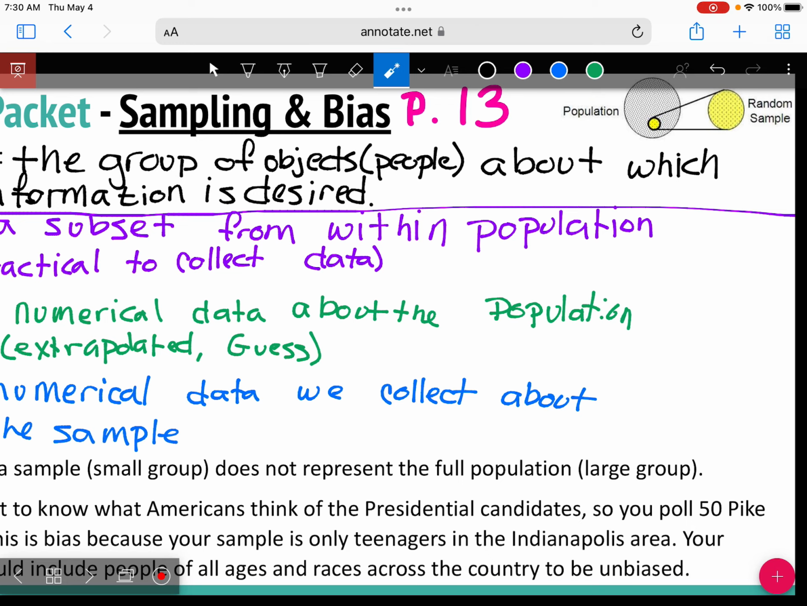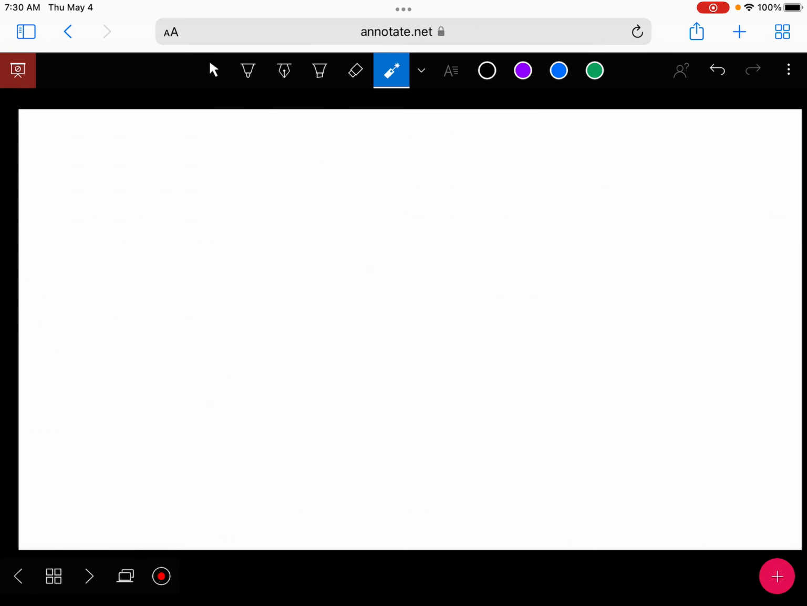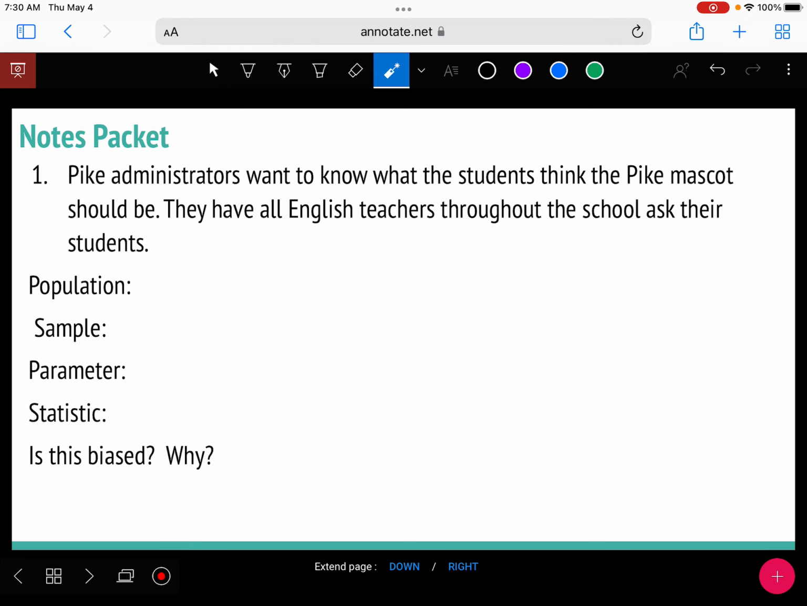So what we're going to do is we're going to look at these stories here. And we are going to identify the population, the sample, the parameter, and the statistic. So we have here, Pike administrators want to know what the students think the Pike mascot should be. They have all English teachers throughout the school ask their students. So what is the population we want to know about? Students. Pike High School students.